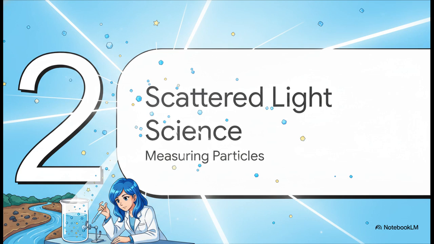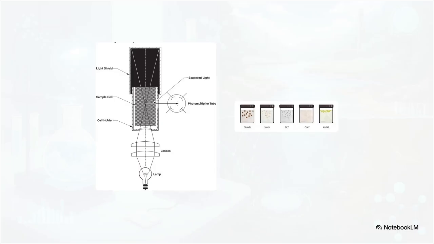Moving on to Section 2, the science of scattered light. Let's look inside a nephelometer, which is the go-to instrument for measuring low turbidities. An intense beam of light is shot right up through a sample cell to illuminate the microscopic world inside. But notice where the detector is actually positioned. It's sitting at exactly a 90-degree angle to the incident light beam.